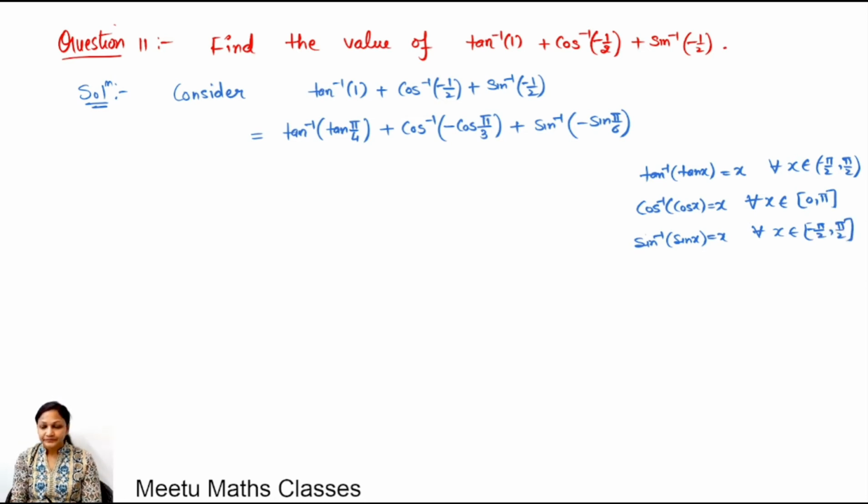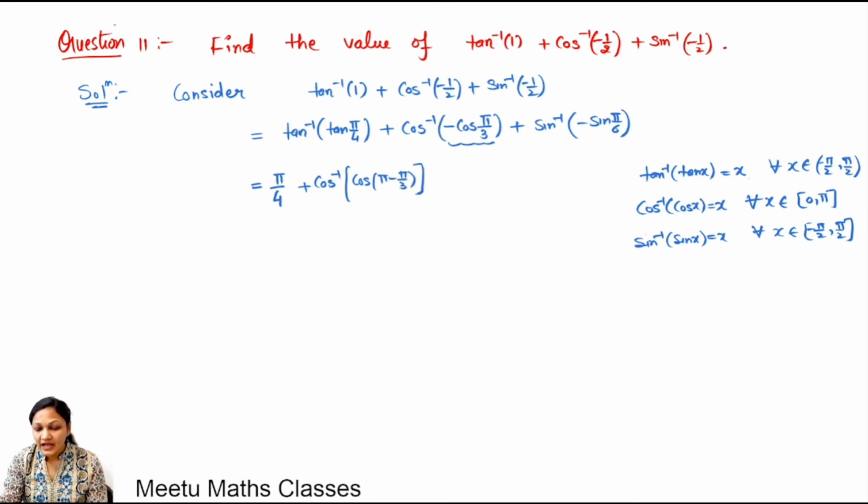Okay. Now here tan inverse of tan pi by 4. Since pi by 4 lies between minus pi by 2 to pi by 2, so we can directly write it as pi by 4. But for the negative cos, we have to shift our cosine angle in the second quadrant. So we can write this as cos inverse of cos pi minus pi by 3.